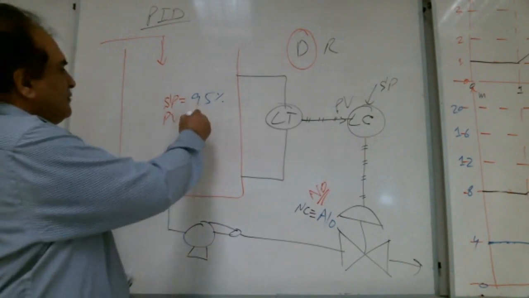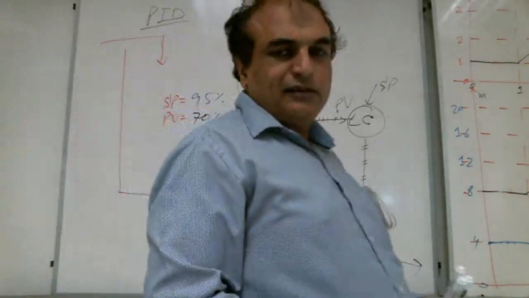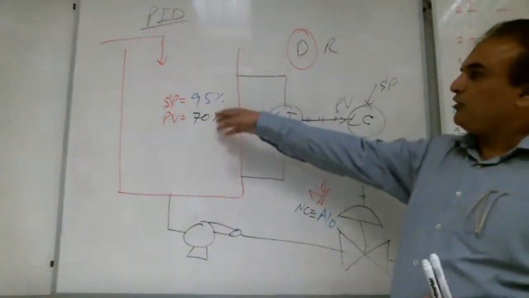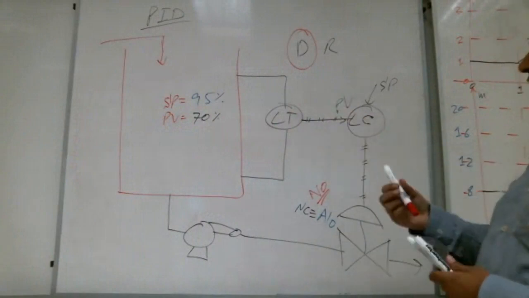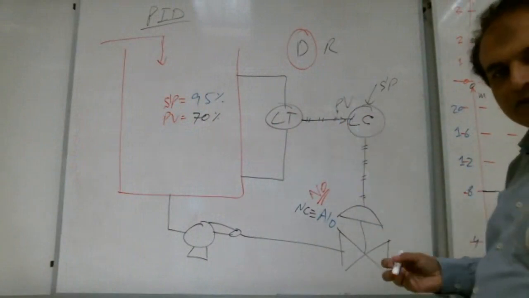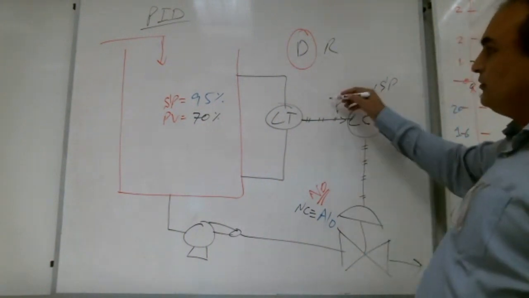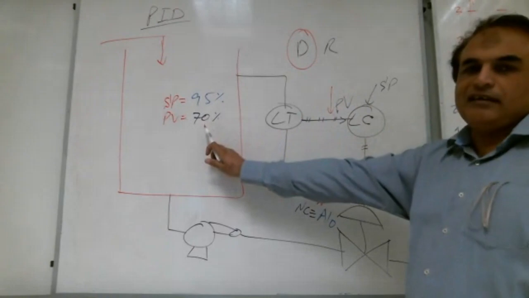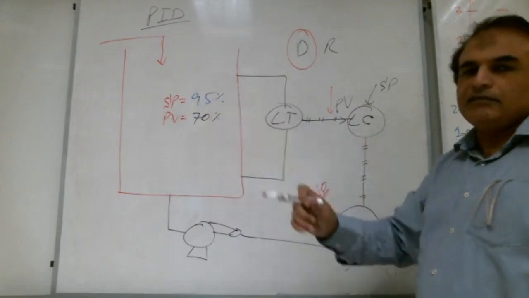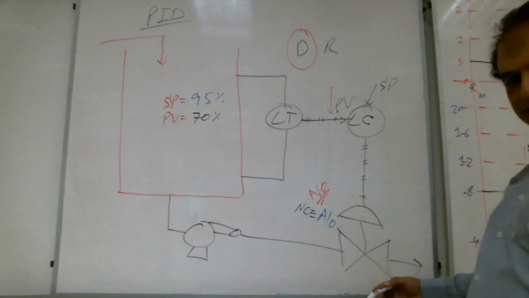70. A lot of brothers are writing 70. So here, is the signal more than needed or less than needed? Less than needed, that's good. Right now it is 70, we want it to be 95. So we need to open the valve more or less?